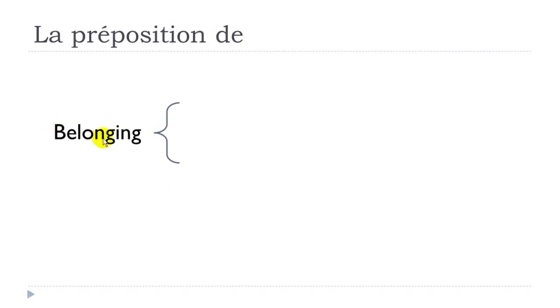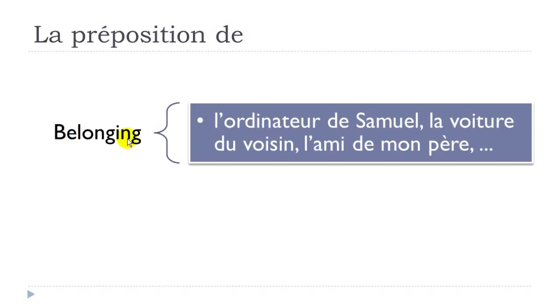Okay, so let's see now another possibility, when you want to introduce this belonging concept, then usually you should use this preposition de, like here, l'ordinateur de Samuel. So with this structure, you want to say that l'ordinateur, the computer, belongs to Samuel. All right, so in that case, you should use this de. It's quite simple because you just put the noun, and after that you put this de and the name of the person.